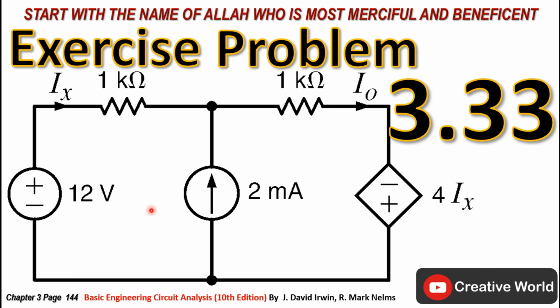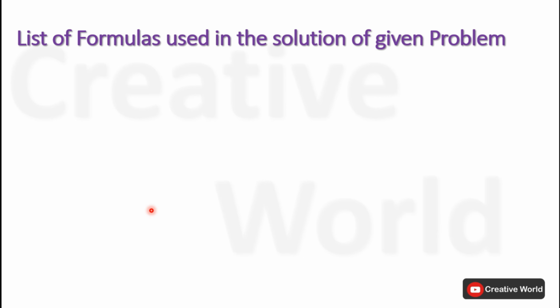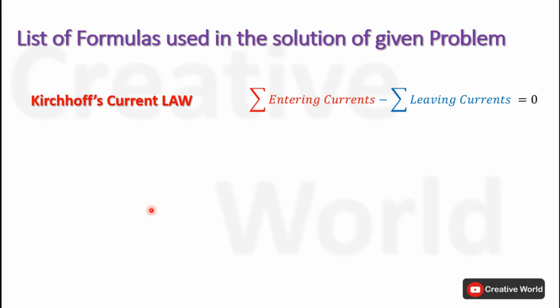Welcome to Creative World. In this video, we will solve chapter 3 exercise problem number 3.33. While solving this problem, we will be using Kirchhoff's current law. According to this law, a cumulative current on a node inside an electrical network is always equal to 0. Sum of all entering currents on a node is always equal to sum of all leaving currents from that node.